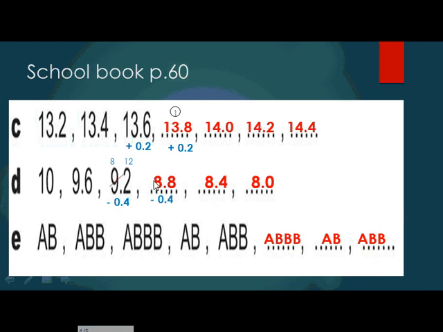Then I'm going to repeat the same rule again. Minus 0.4. So I'm going to subtract 8 minus 4 equal 4. And 8 minus 0 equal 8. And I'm going to repeat again the rule minus 0.4, and the answer is going to be 8.0.